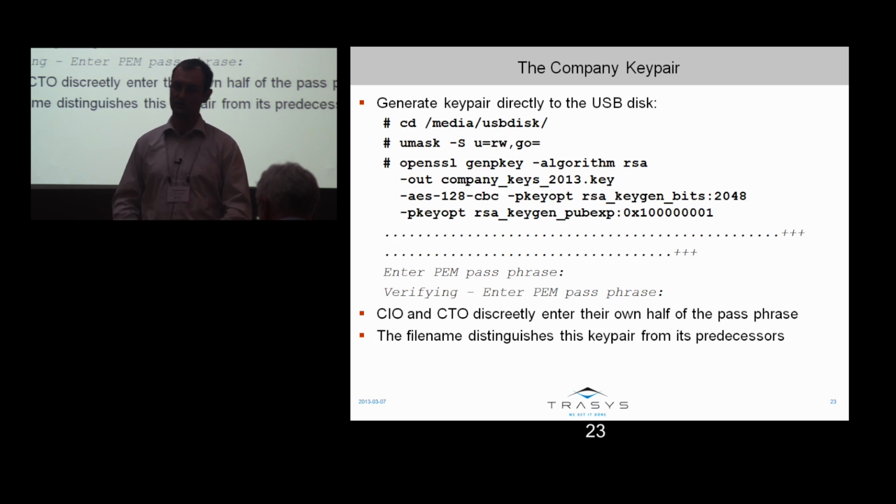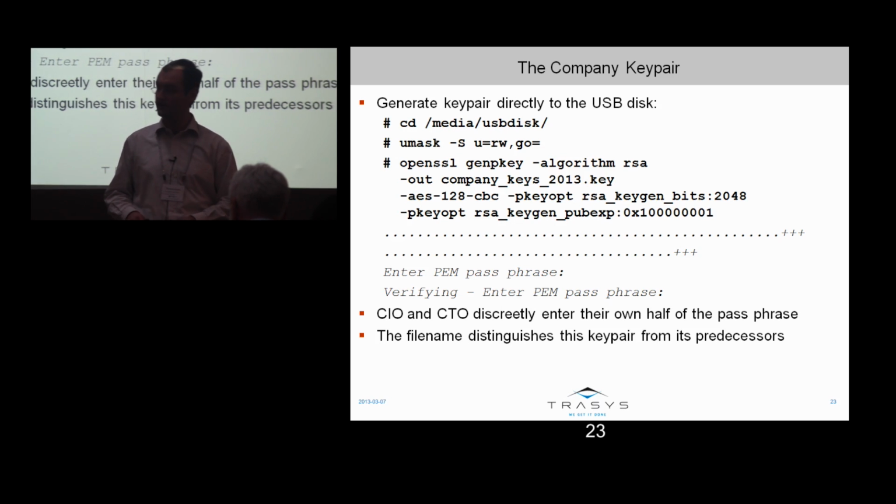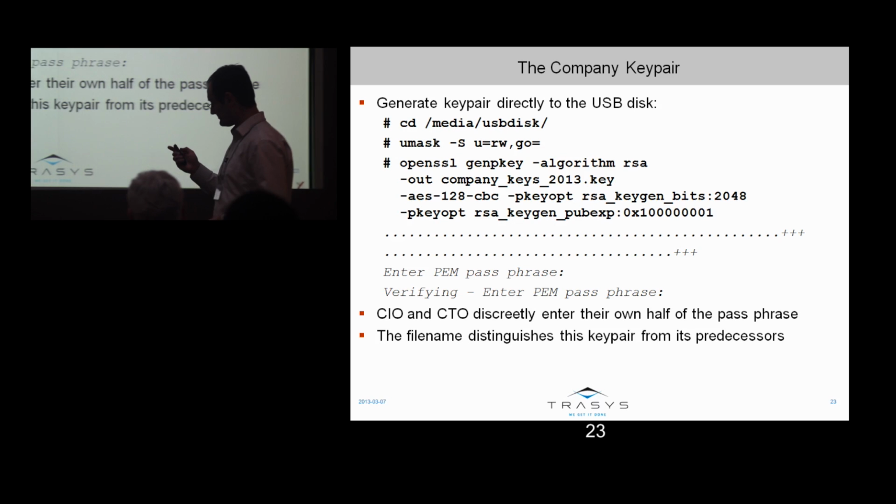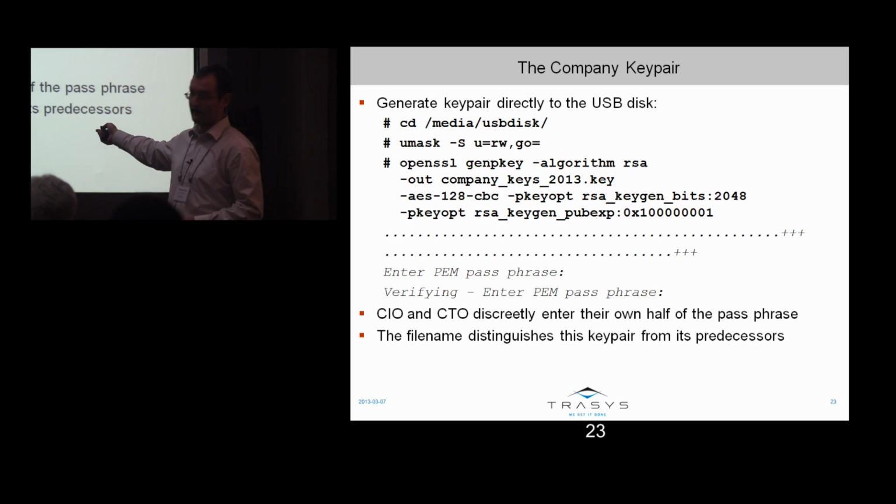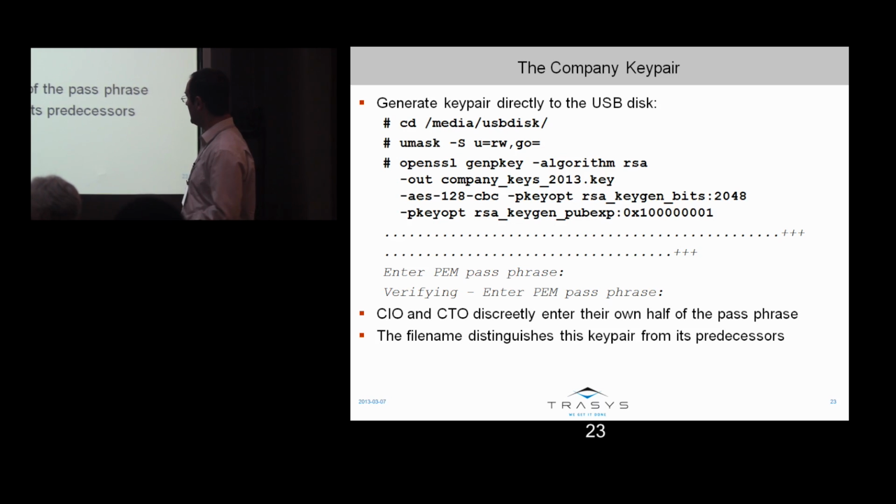This is where the CTO goes, types in the first half, looks away. CIO comes, types in the second half, looks away. Admin or CEO presses enter. They do it again for verifying that it's been entered correctly. And once it's done, we have indeed a key pair file on the USB stick. It's never been on the computer. It's directly created on a USB stick, and it's protected with the passphrase.